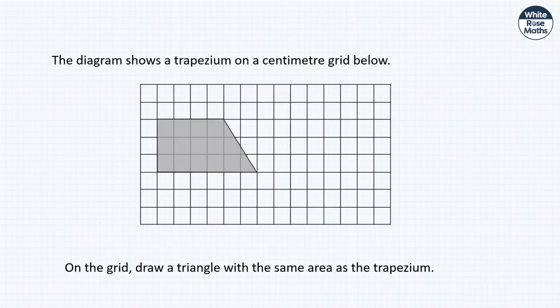It's a bit trickier now. The diagram shows a trapezium on a centimeter grid below. On the grid, draw a triangle with the same area as the trapezium. So let's work out the area of the trapezium. For the rectangle, it'll be 4 by 3, so that'll be 12 centimeters squared there.